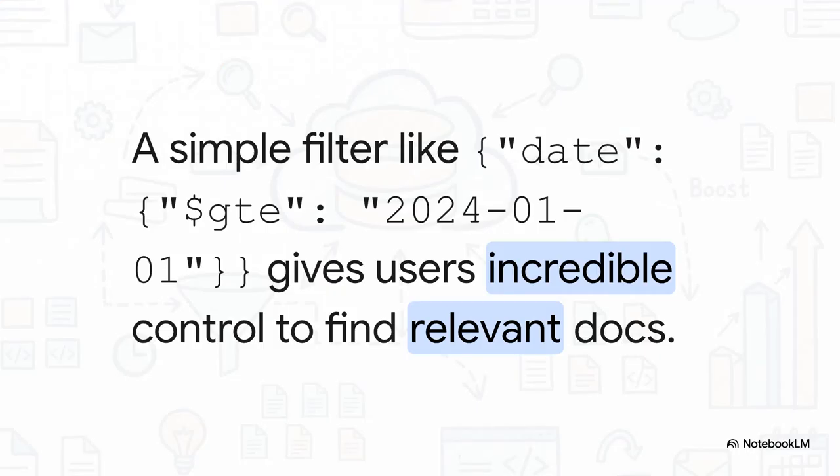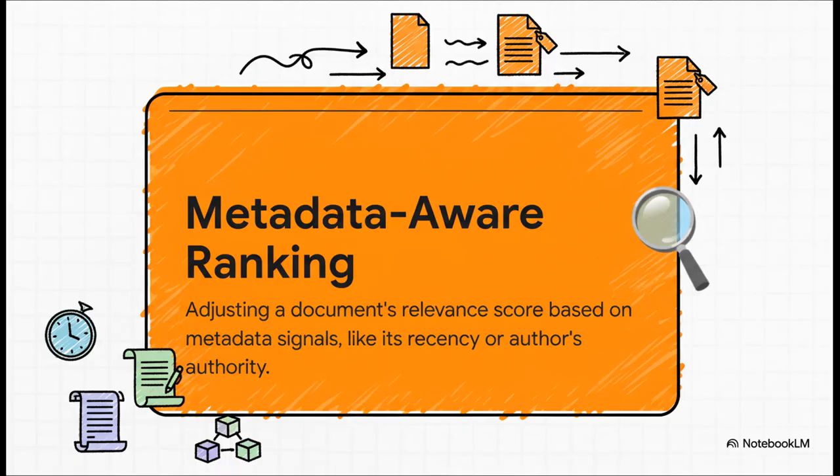And this right here is what it's all about. Simple, powerful queries that give your users incredible control. With just one line in our filter, we can now ask for documents created only after a certain date. Boom! You've instantly narrowed the search to the most relevant time frame. But we can take it even further than just filtering. We can use metadata to intelligently rank the results we get back. We can boost documents that are more recent or maybe come from a more authoritative source and push them right to the top of the list.